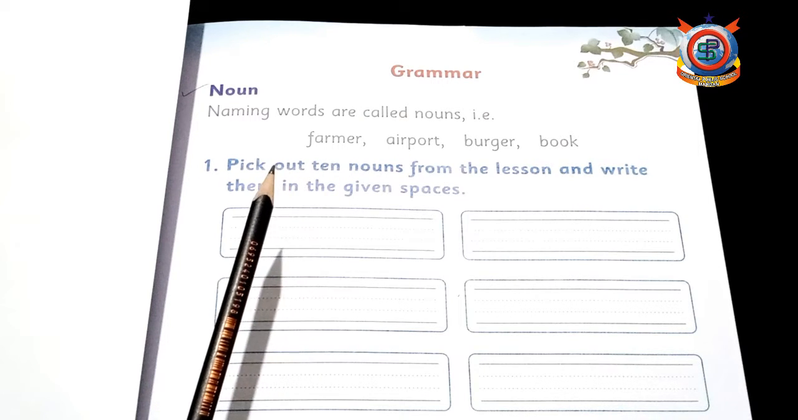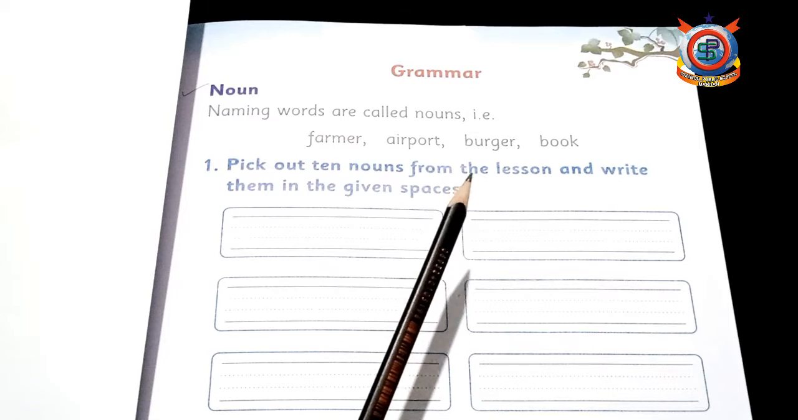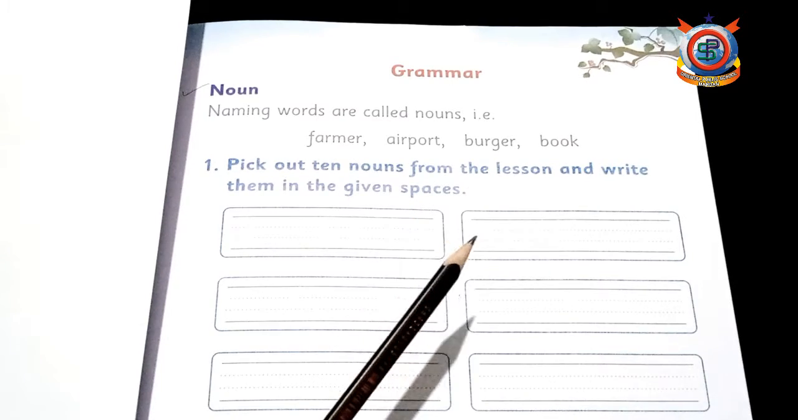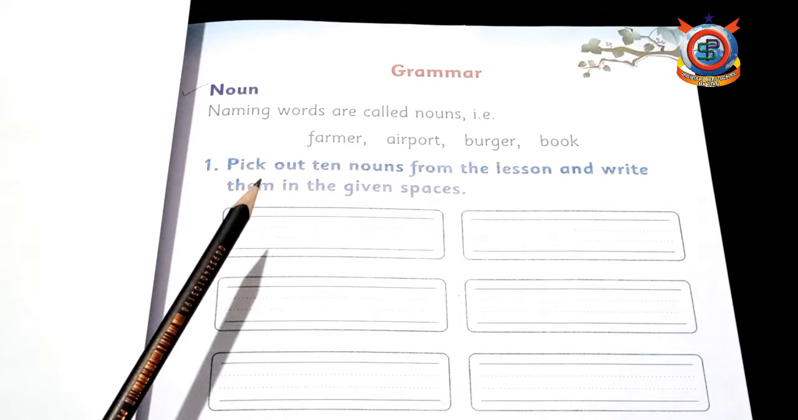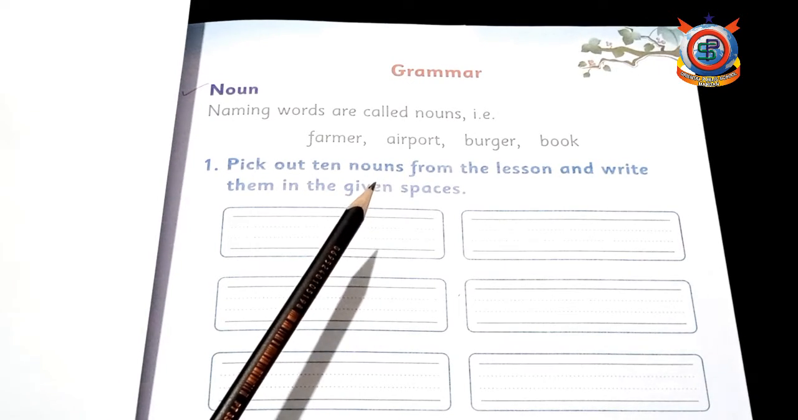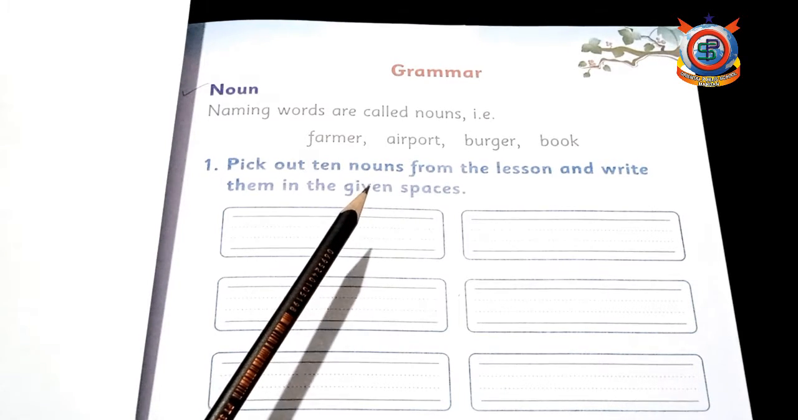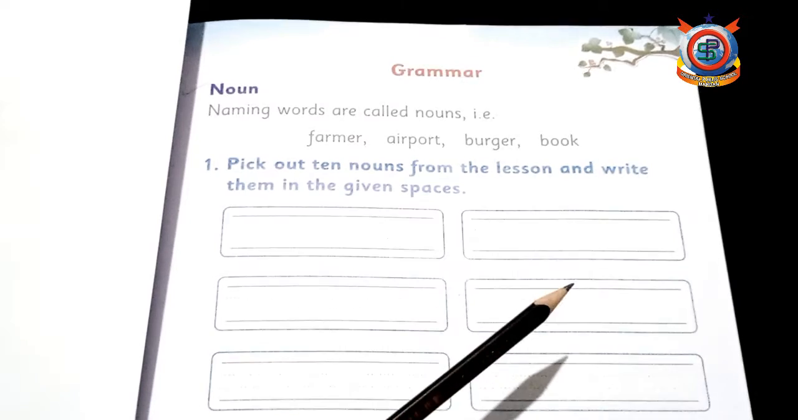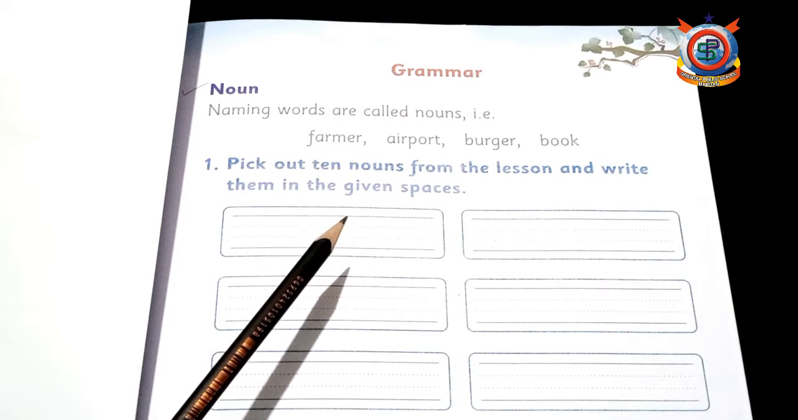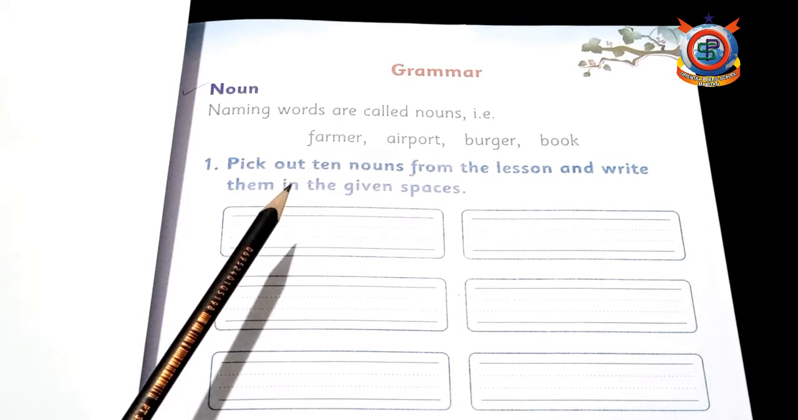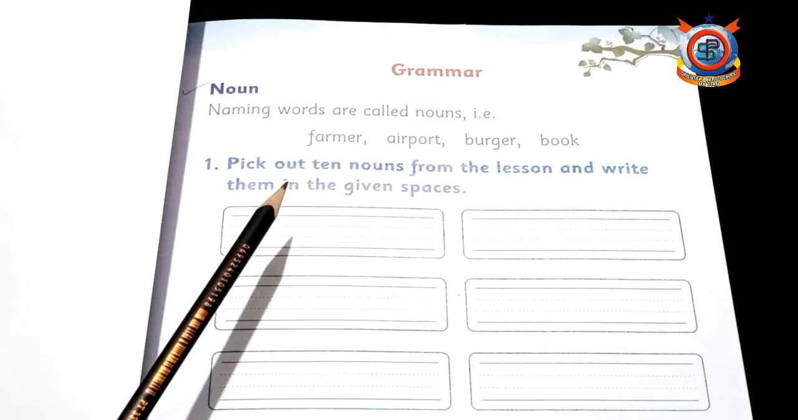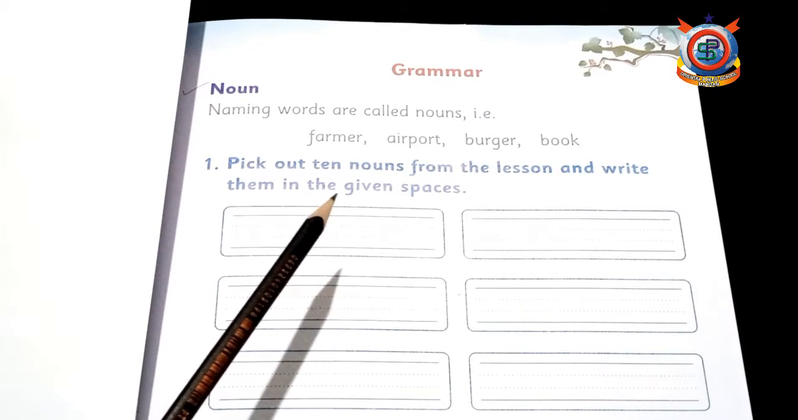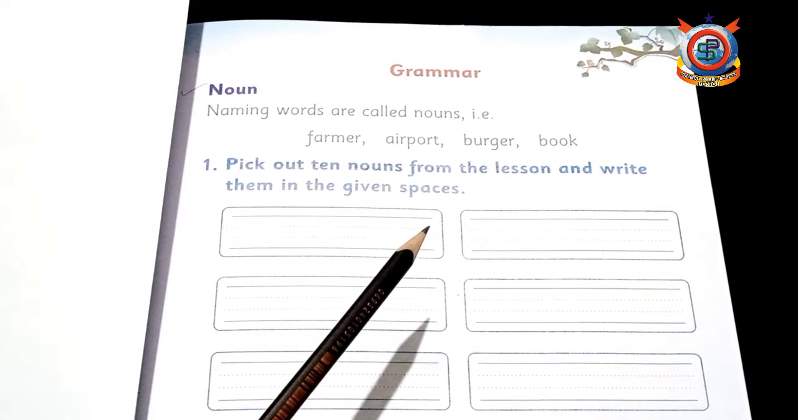So our today's exercise is pick out 10 nouns from the lesson and write them in the given spaces. What we have to do, students? We have to pick out 10 nouns from the lesson we studied earlier. And then write them in the given spaces. We have to mention those nouns in the spaces given to us. Okay students? I am going to repeat again. From the previous lesson we studied, we have to pick 10 nouns and after that we have to write them in the given spaces. Okay students? So let's start our work.